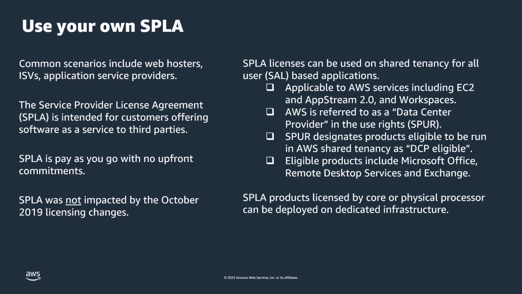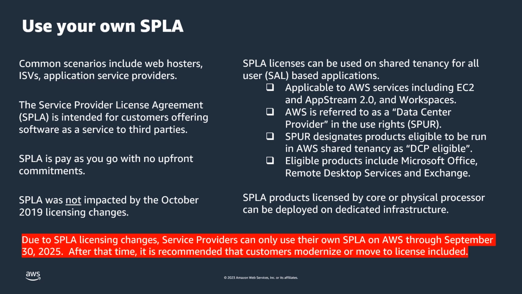Now, a common question is whether customers can bring their SPLA licenses to AWS. And the answer is yes. Anything that's user-based would be licensed with a subscriber access license. That would include products like Office, Remote Desktop Services, and Exchange. And customers can deploy them in shared or dedicated tenant environments, like EC2, AppStream, and WorkSpaces would all be eligible. Any SPLA products that are licensed by physical core or processor would need to be licensed on dedicated hosts. So, a big difference between user-based and physically based products. Having said that, customers using SPLA on dedicated hosts do get a great cost savings, again, due to the same benefits we talked about before, the ability to license products like Windows Datacenter and SQL Enterprise at the physical level.